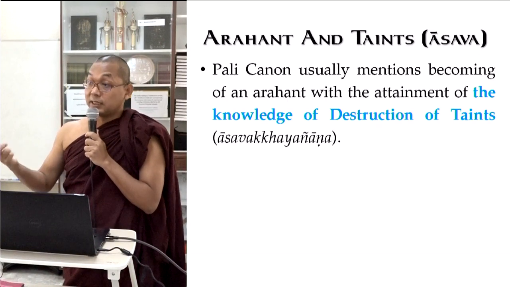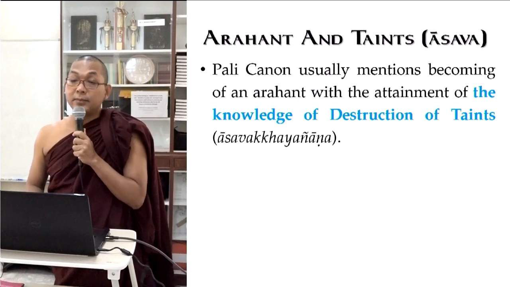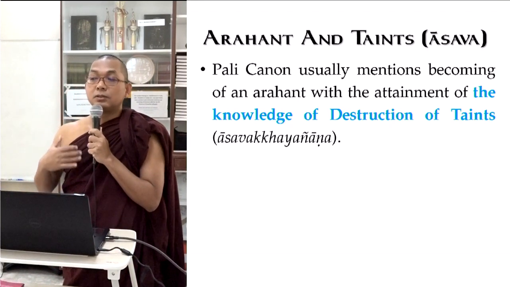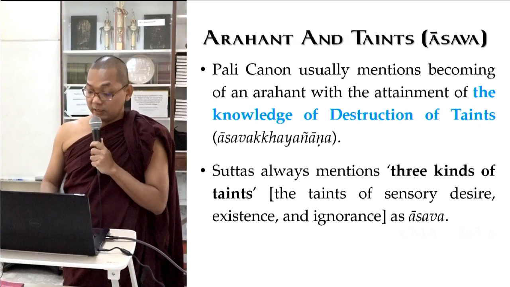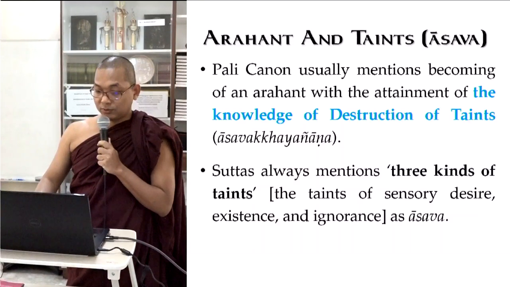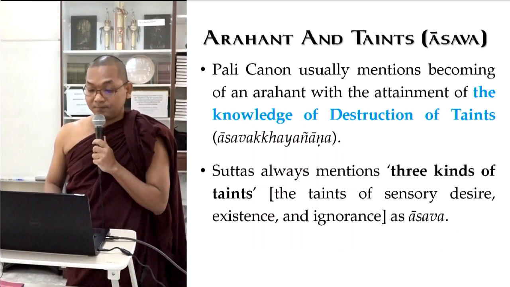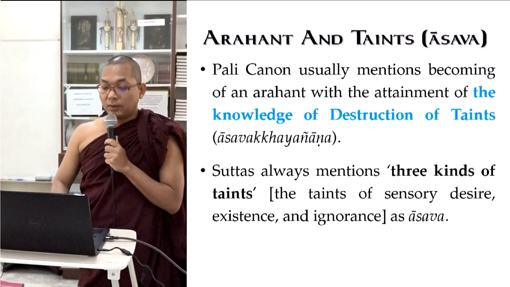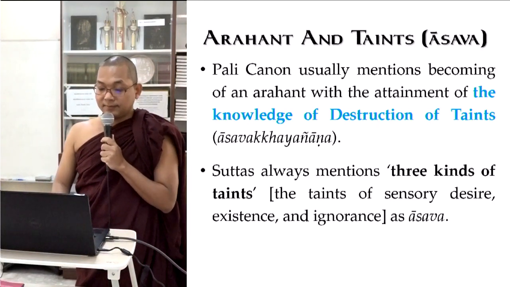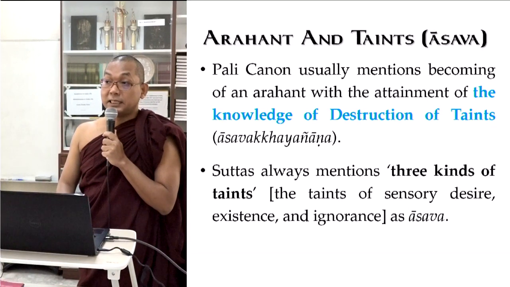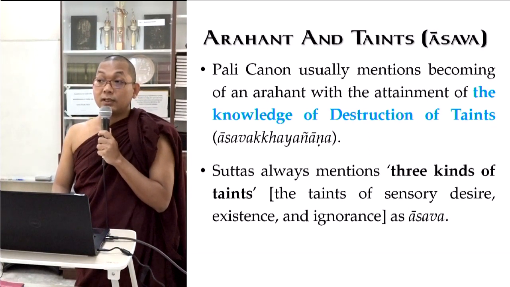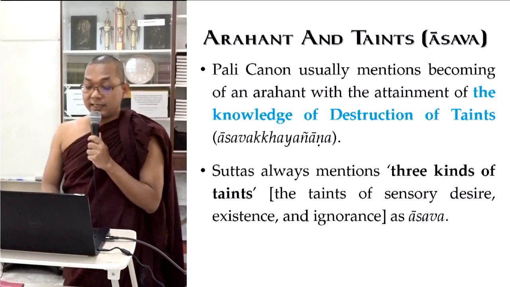Non-returners have already removed the taint of sensory desire and wrong view, but they still have the taints of existence and the taints of ignorance. Only an arahant can remove all the taints. For that reason, for those who become arahant, the Pali canon usually says he attained the knowledge of destruction of taints, āsavakkhaya ñāṇa. Many suttas mention it in such a way, especially the Sāmaññaphala Sutta and many suttas in the Majjhima Nikaya. The Sutta always mentions three kinds of taints: the taints of sensory desire, the taints of existence, and the taints of ignorance. But the Abhidhamma adds another one, the taints of wrong view. So altogether, four.